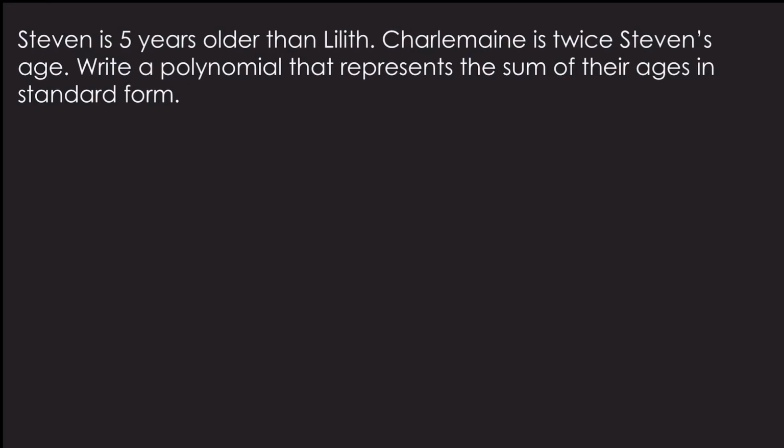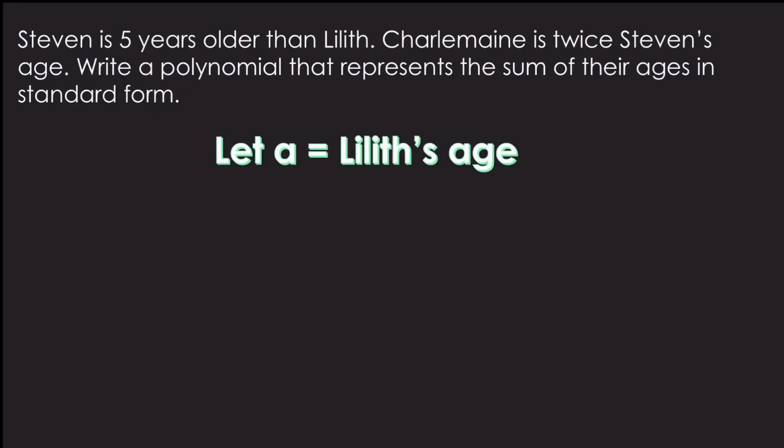Okay, if you paused it, that's great. Let's see how you did. First, I'm going to create a variable. The reason why I'm saying let A equal Lilith's age is because in that first expression, they said Stephen is 5 years older than Lilith. So I had to first find Lilith's to then find Stephen's. And then the second sentence based Colmaine's age off Stephen's. So the bottom line is we need to find Lilith's first, and then we can find everybody else's.